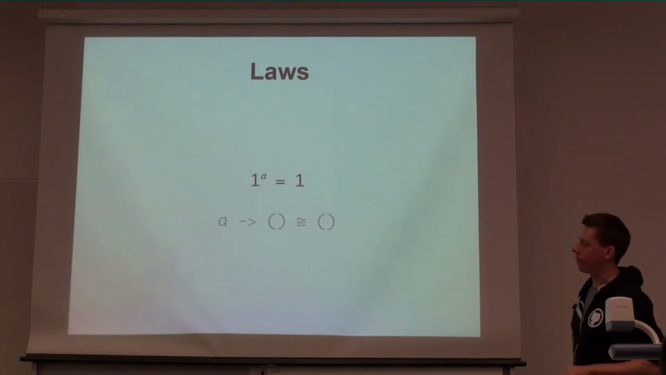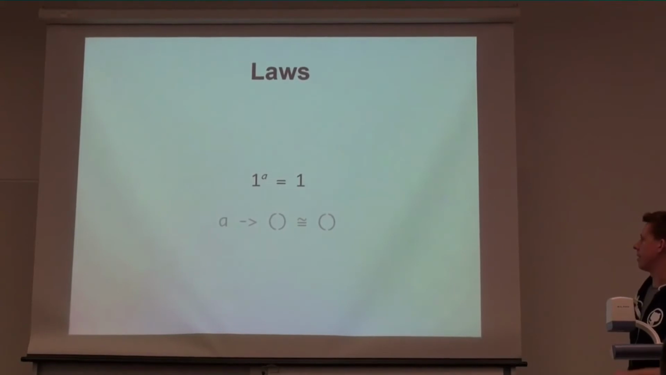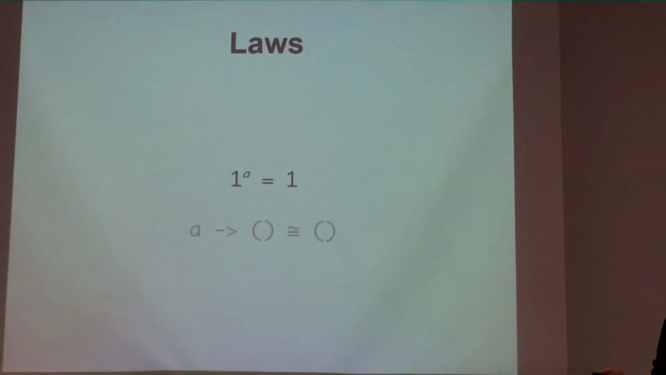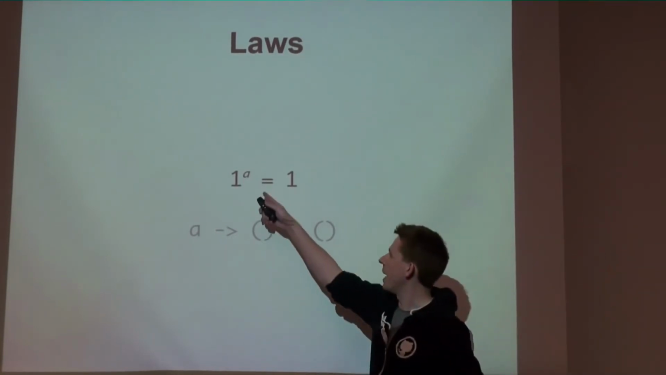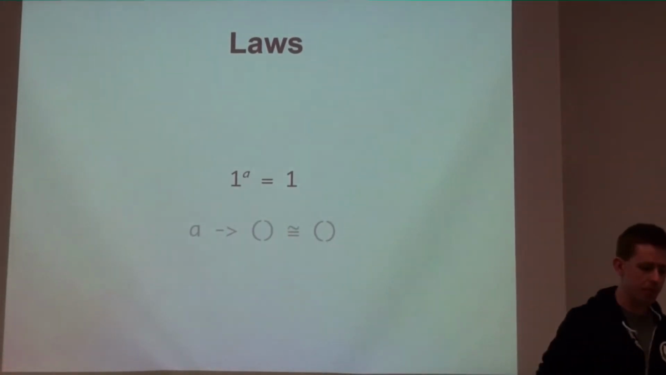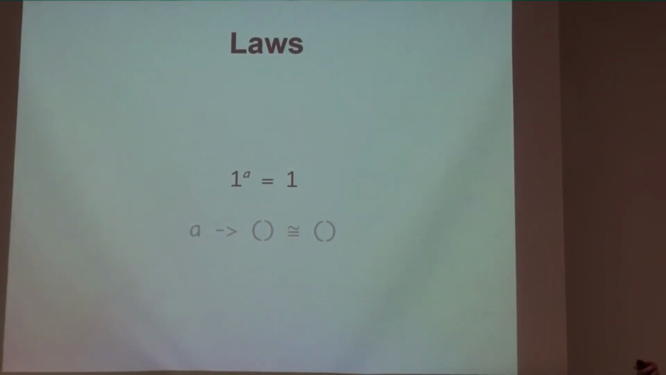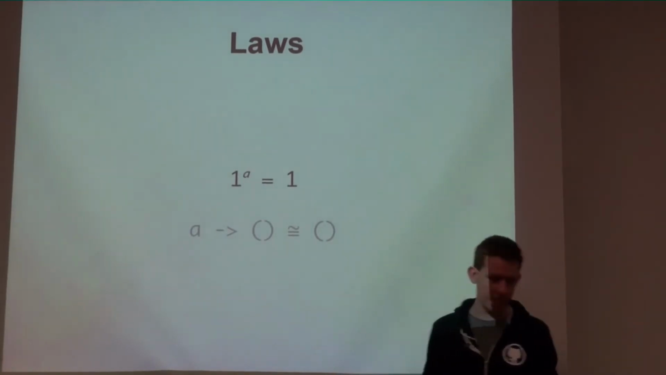So let's look at a couple of function laws. A law of high school algebra is that 1 to the power of anything just gives you 1 back. So in the language of types, this is saying 1 to the a is functions from a to unit. So a to unit is the same as unit. Does this make sense? Well, it makes sense because there's only one function from a to unit, which is that every single value maps to unit. It's just the function const unit. So given there's only one function, you might as well just say it's unit. So these two things are semantically the same.